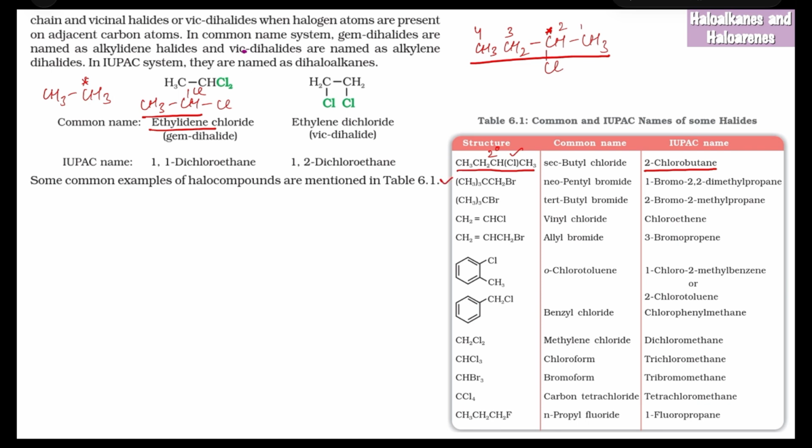Next is this one, neopentyl bromide. The structure is C, CH3, CH3, CH3, CH2, Br. This is known as neopentyl bromide. This is the common name. Bromine is bonded to a carbon, which in turn is bonded to a quaternary carbon. This carbon is quaternary carbon because it is bonded to 4 other carbon atoms.